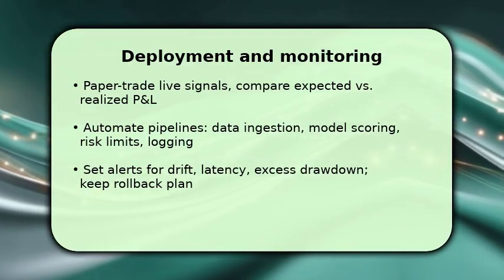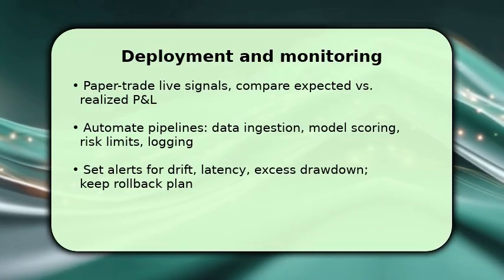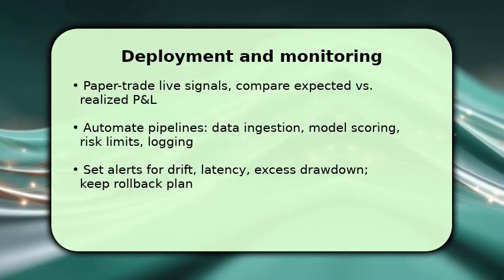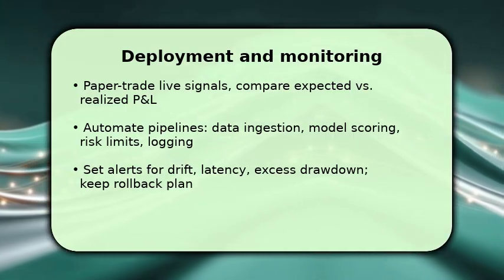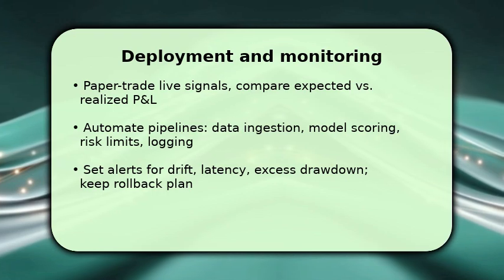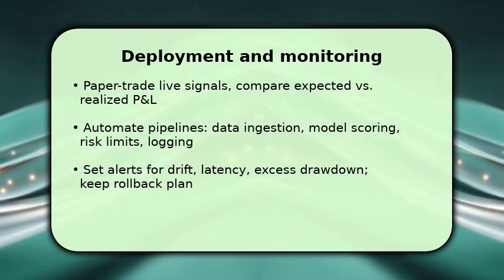Monitor performance and statistical drift continuously and set alerts for increased latency or unexpected drawdown. If metrics deviate, roll back to the last stable model. Investigate data integrity first, and then adjust features or risk parameters to recover.